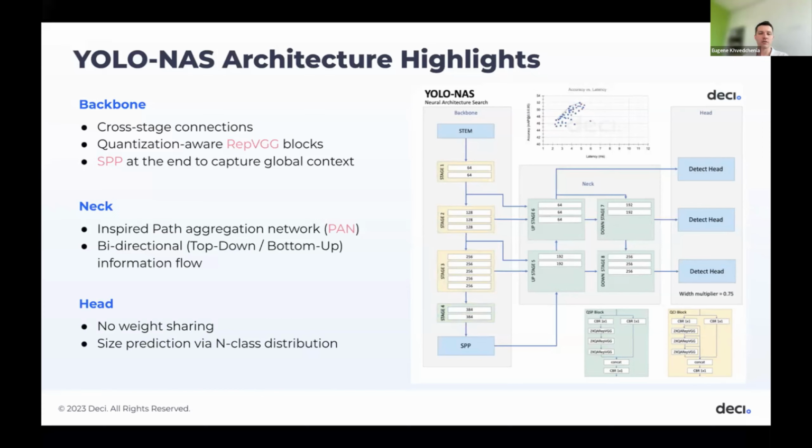Then we pass those intermediate feature layers to the path aggregation network with the bidirectional connections, allowing us to enrich feature map information using top-down and bottom-up approach. And finally, we do predictions with the detection heads.